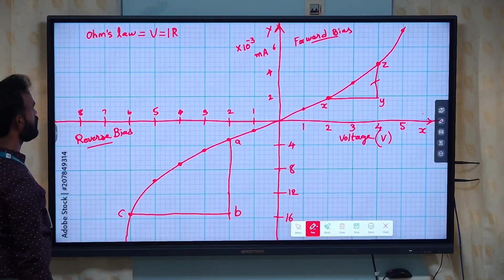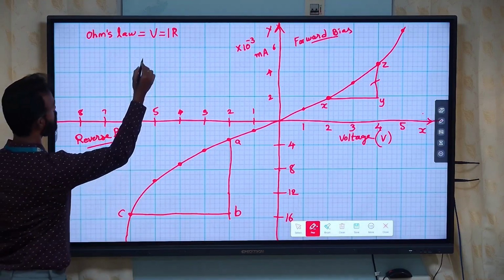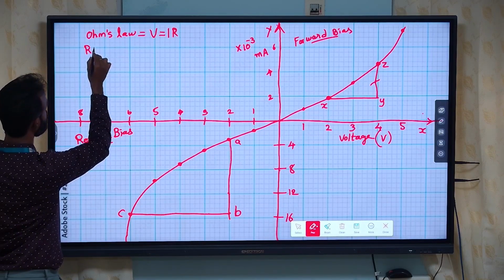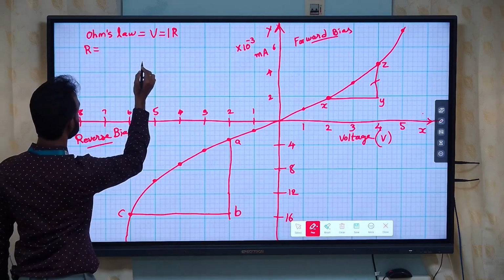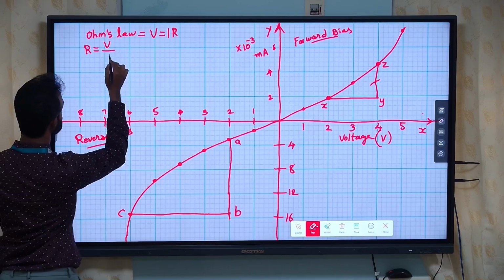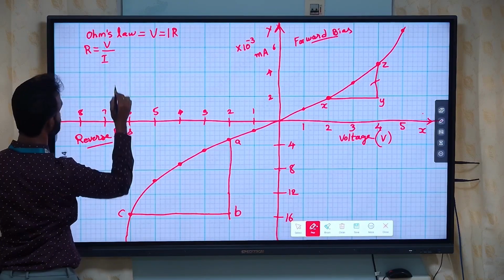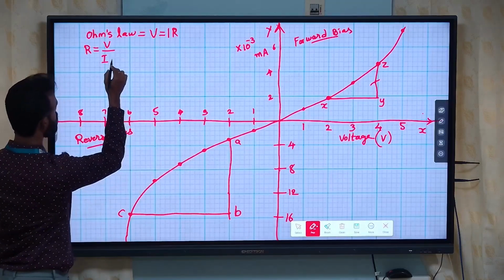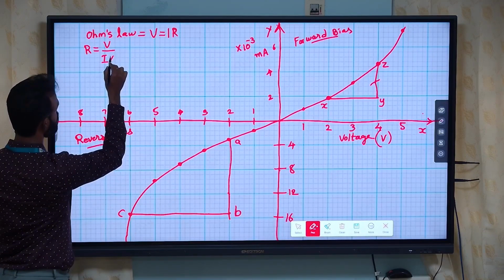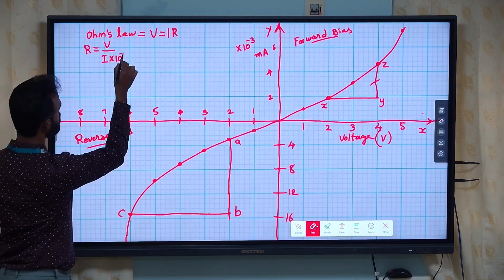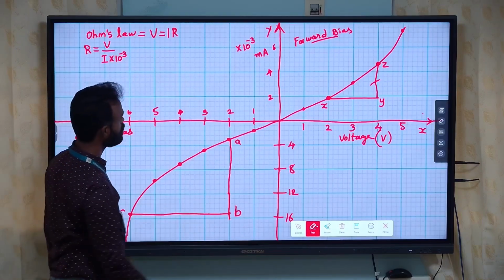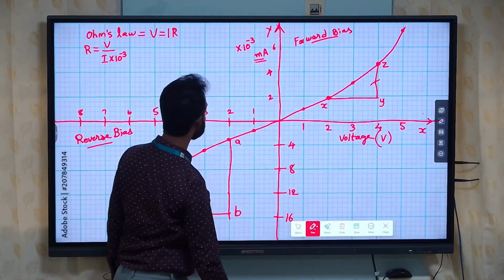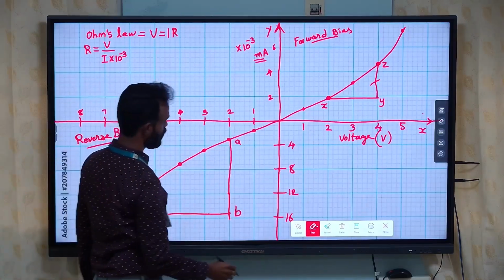V is voltage, I is current, R is resistance. From this we are going to find the R value. So we will get V by I. If it is forward bias, we should substitute 10 to the power minus 3 because this is milliampere. For milli, 10 to the power minus 3.